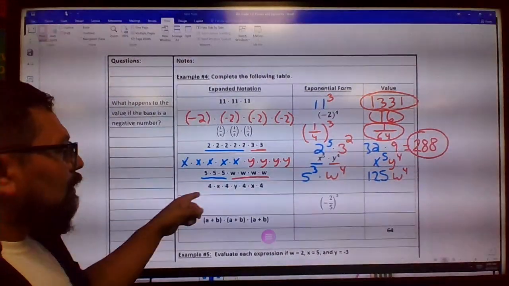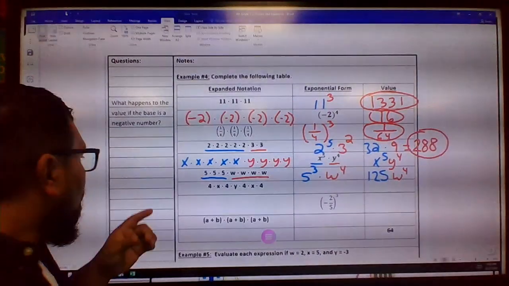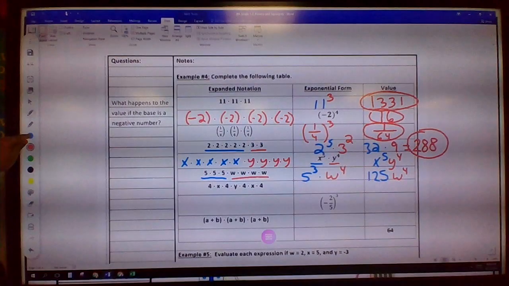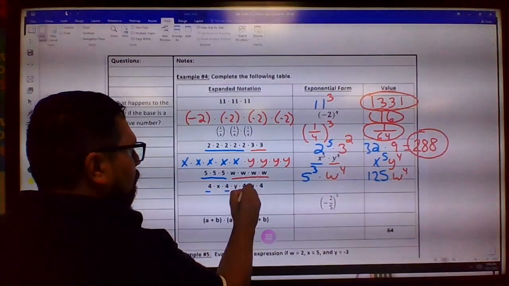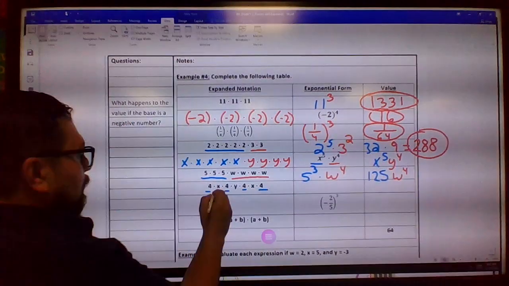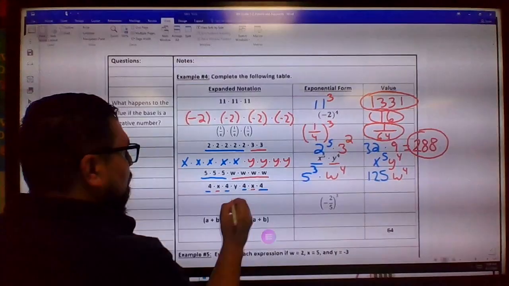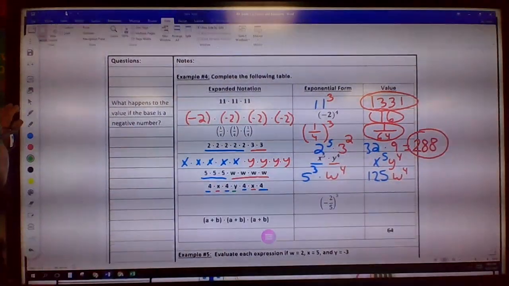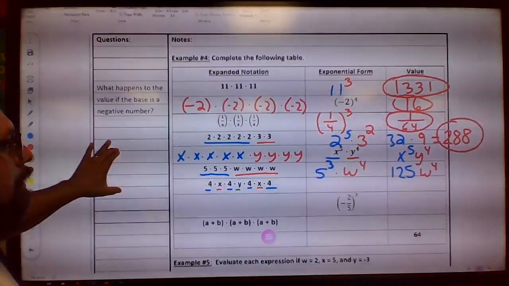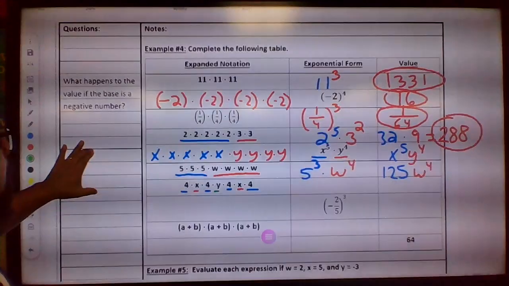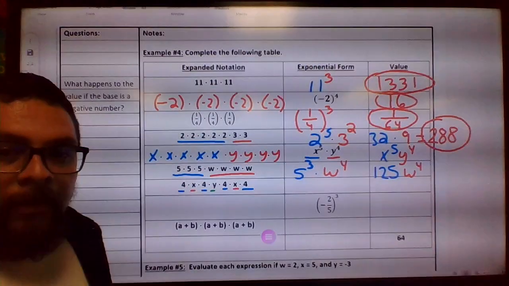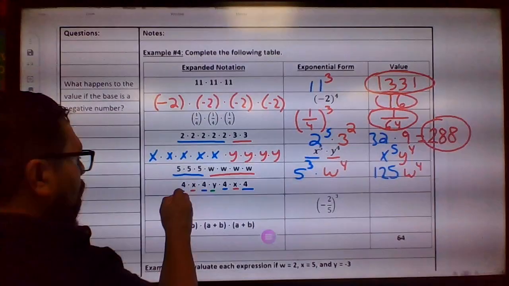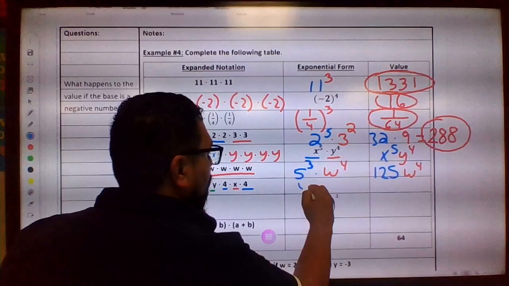They're trying to trick you here. Okay. You see 3 different bases here. You see 4s, you see X's, and then you see a Y. Okay. Notice how I put them all different colors. Let me zoom in a little bit more. Okay. Now, how many 4s do you see? 1, 2, 3, 4. So 4 to the 4th.